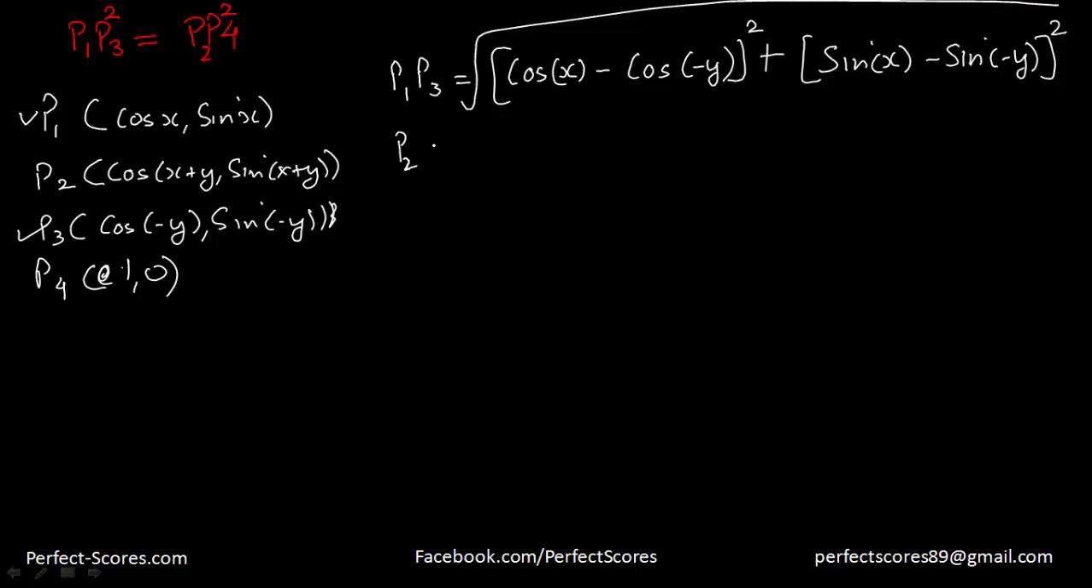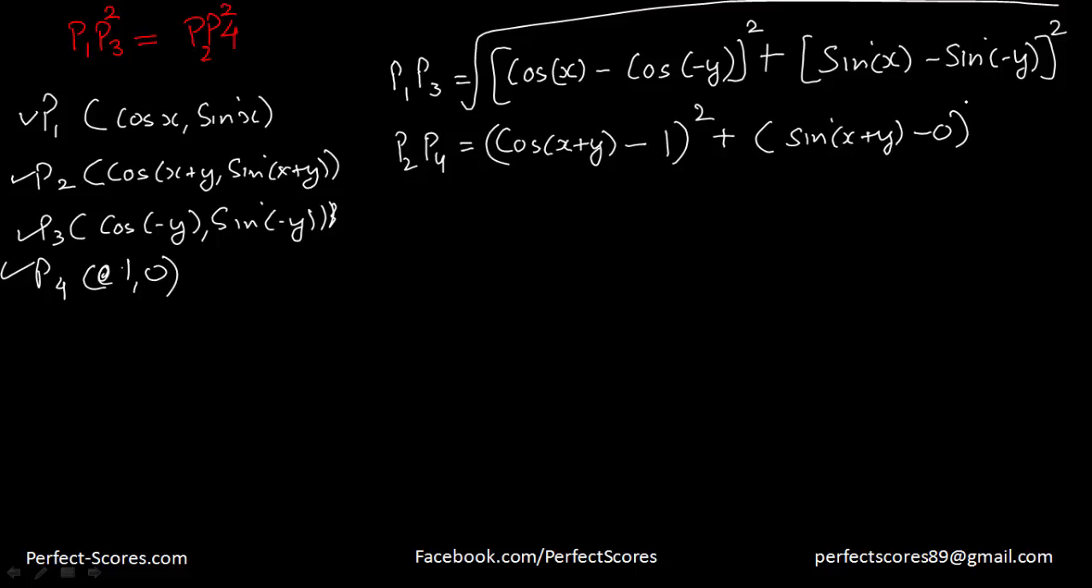Similarly, P2, P4, so this is P2 and this is P4, is going to be equal to the under root of cosine of x plus y minus 1 whole square, plus, it's P2 and P4, sine of x plus y minus 0 whole square.